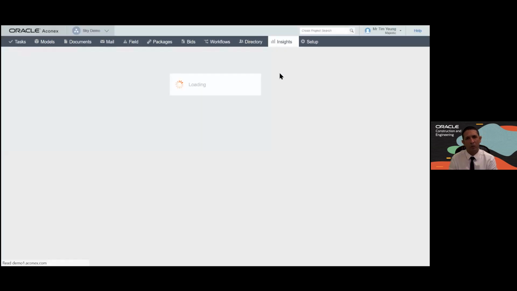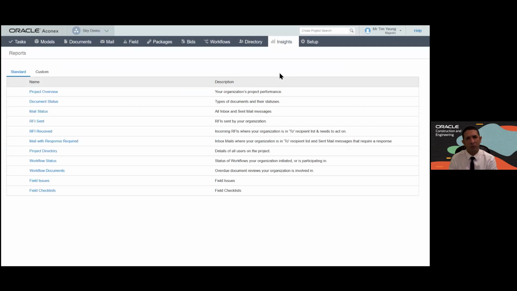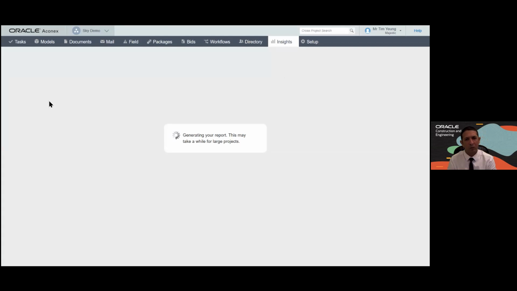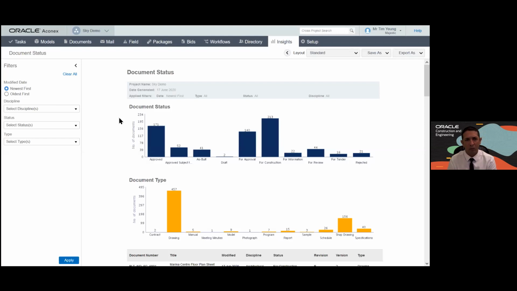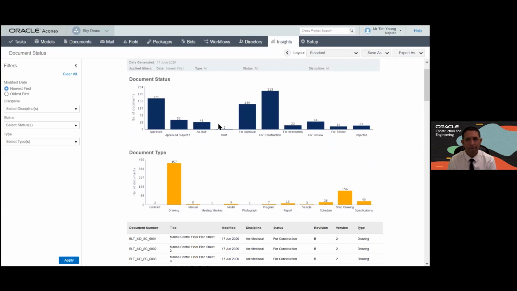And so I'll go here to my reports. I'll be able to view the various reports that I've got. And very quickly, I'll be able to show you that I've got now 171 documents that are already approved. We can see that there are 52 which are approved subject to comments. We have 140 that are waiting for approval. And we've been able to put through 213 for construction. So these documents can now be used by the main contractor to actually start work.